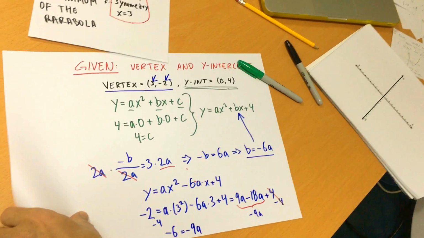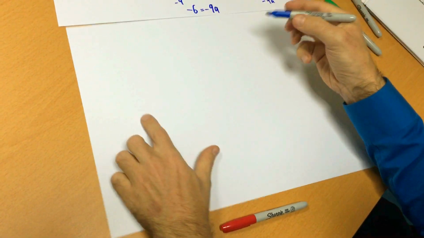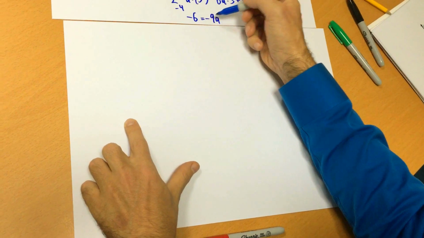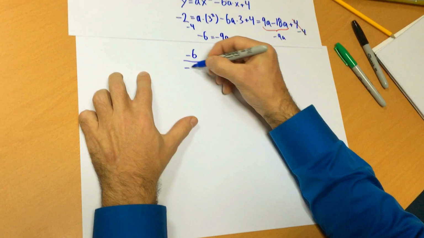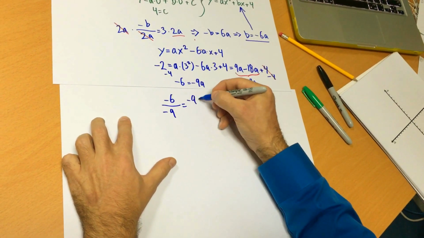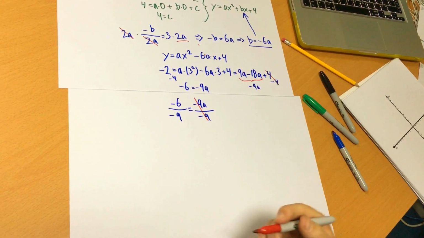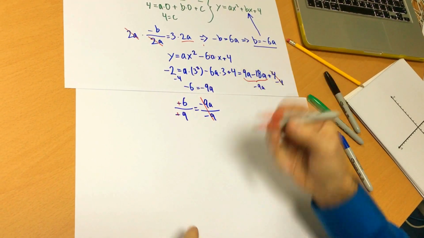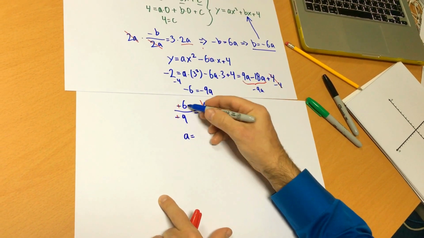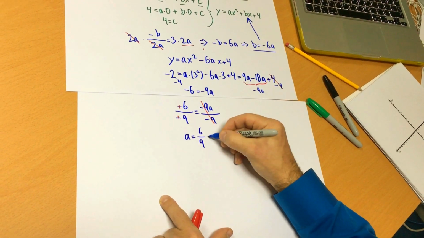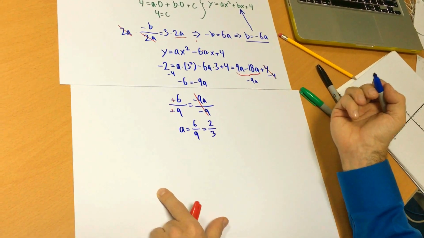So let's continue this equation. I have negative 6 equal to negative 9a. So I divide by negative 9 on both sides. I get negative 6 divided by negative 9 equal to negative 9a divided by negative 9. So by the same logic as before, these two negative 9's cancel out. These two negative signs cancel out. So I get that a is alone on one side of the equality sign. I have 6 over 9 left, which I can simplify to 2 over 3. So a is equal to 2 over 3.